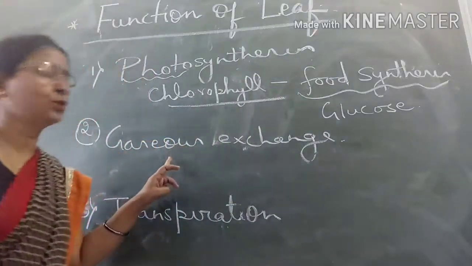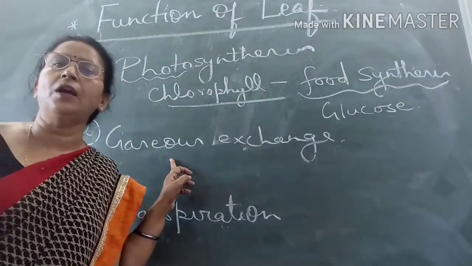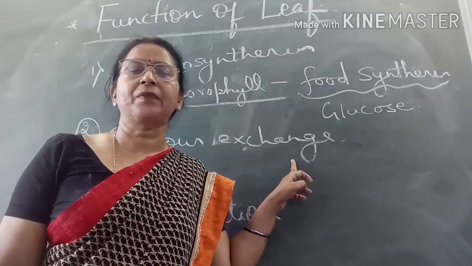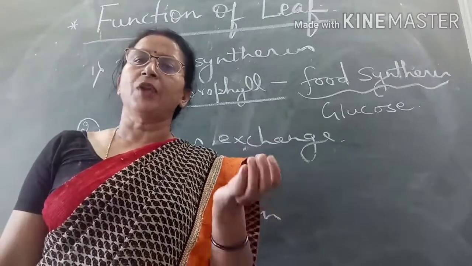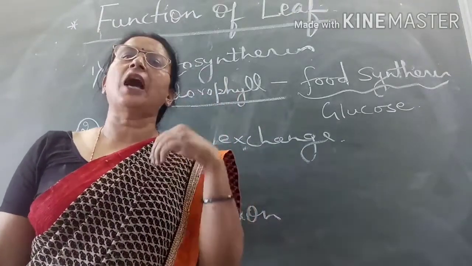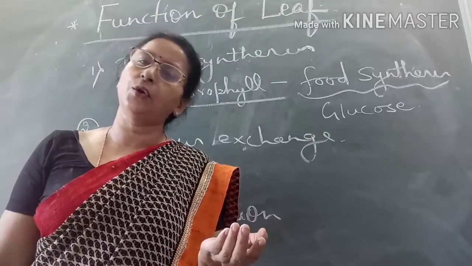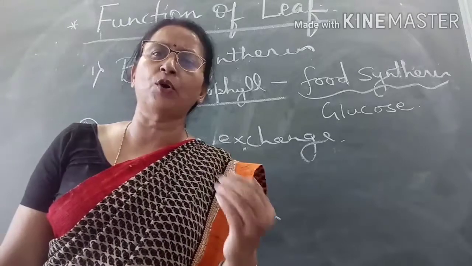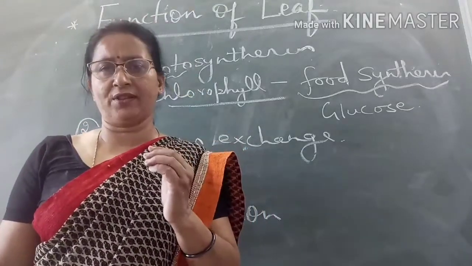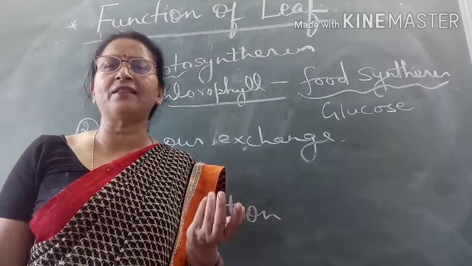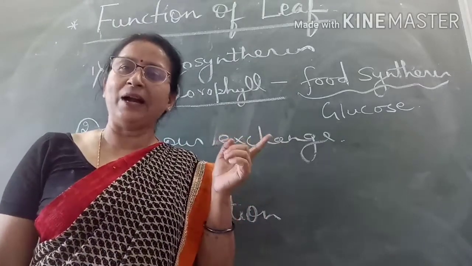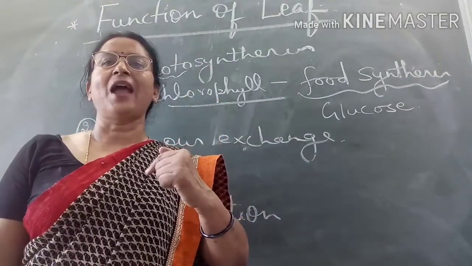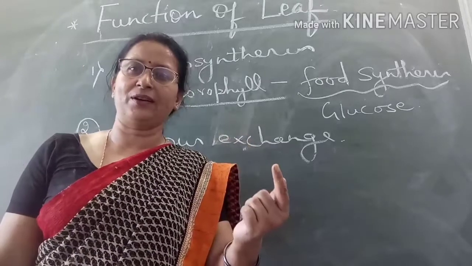Now, come to the second function of leaf. Second function is gaseous exchange. Gaseous exchange means oxygen is taken in and carbon dioxide is given out during respiration. Whereas reverse process occurs during photosynthesis. What happened in photosynthesis? Also gaseous exchange. But in photosynthesis, carbon dioxide is taken in and oxygen is given out.